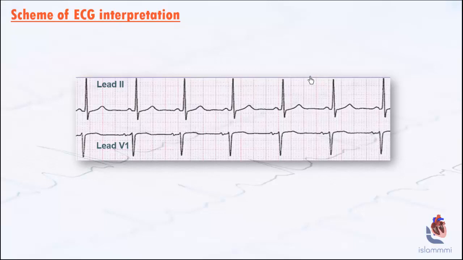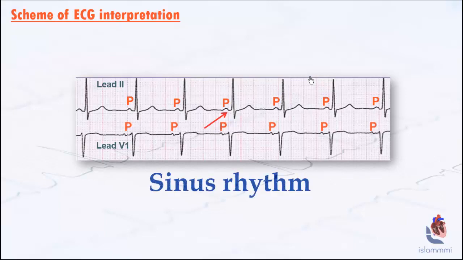So we always have a small deflection here. It's called the P wave, which represents the atrium. Okay, you got that? And then the QRS, which is this, we will discuss later, and this represents the ventricle. So this is the P wave, as we said. It's a small upward deflection before each QRS. This is very important. Keep it always in your mind. So we call it sinus rhythm.